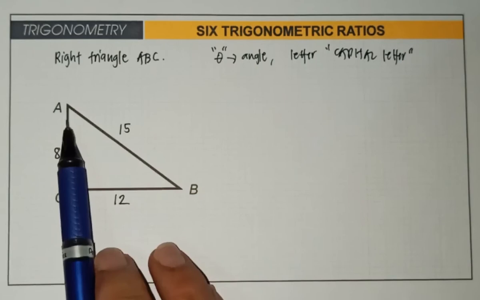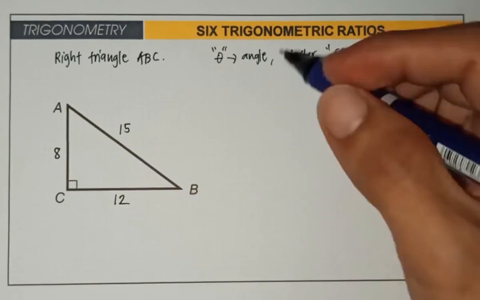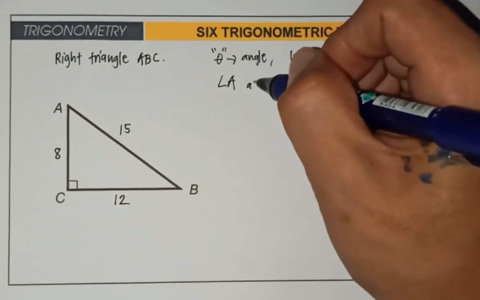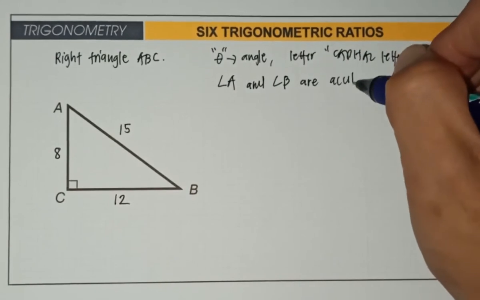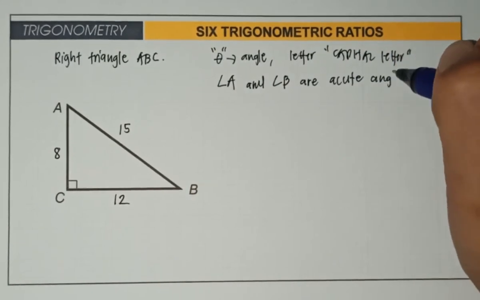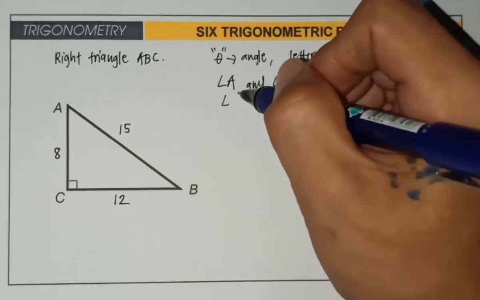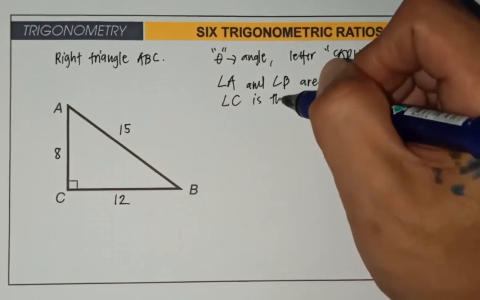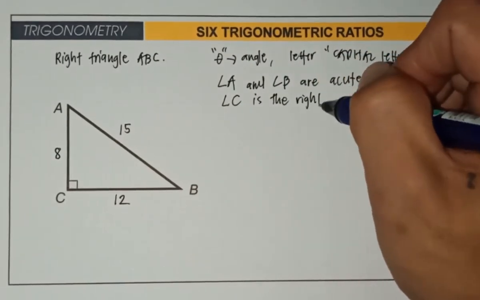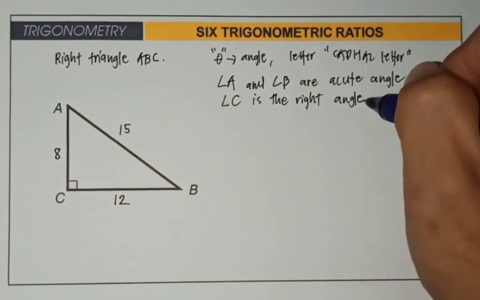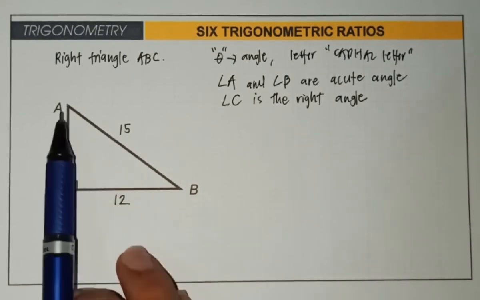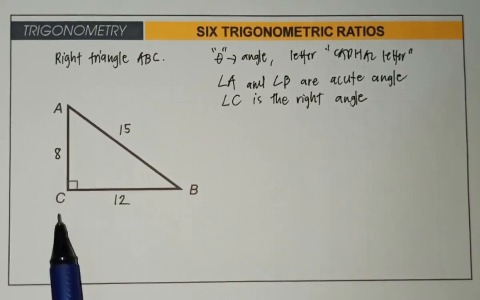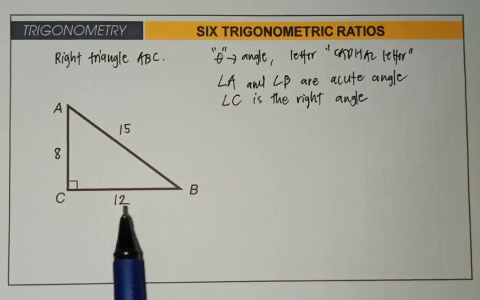Angle A and angle B are acute angles. And angle C is the right angle. Based on the given AB, which is 15, AC is 8, CB is 12, we will find the 6 trigonometric ratios.